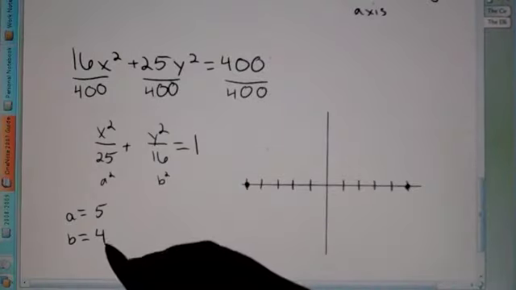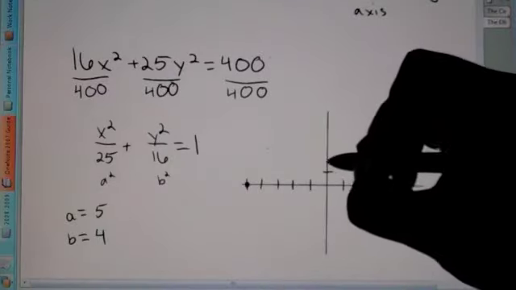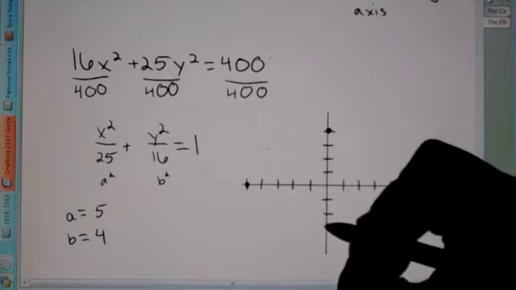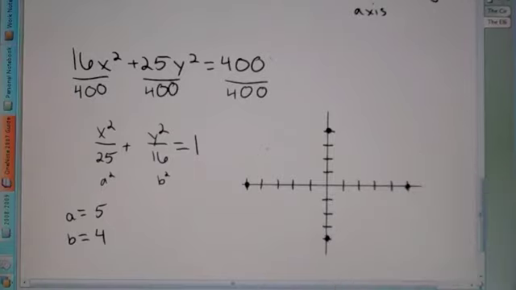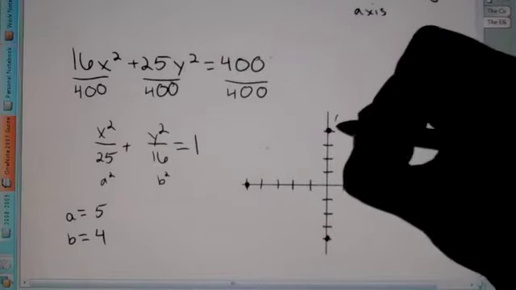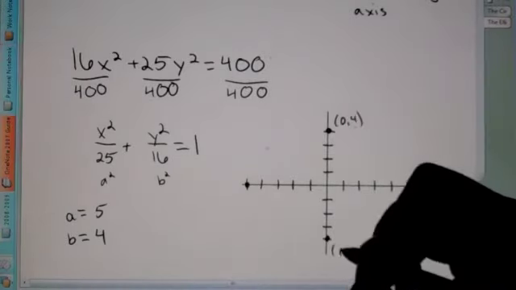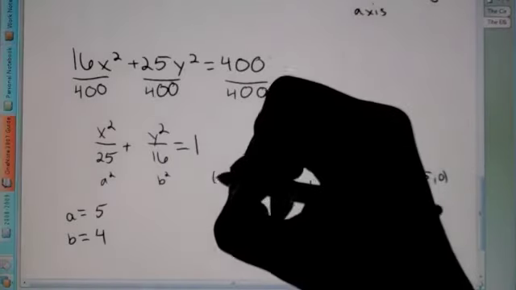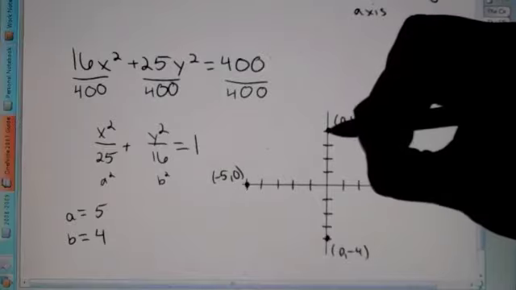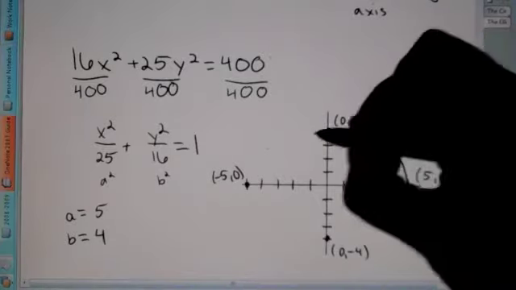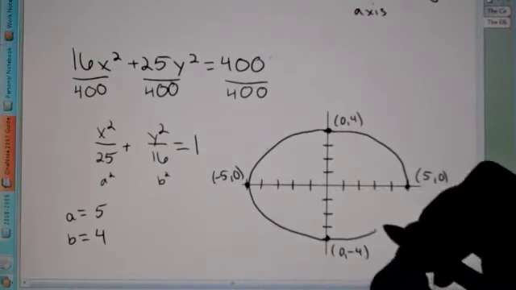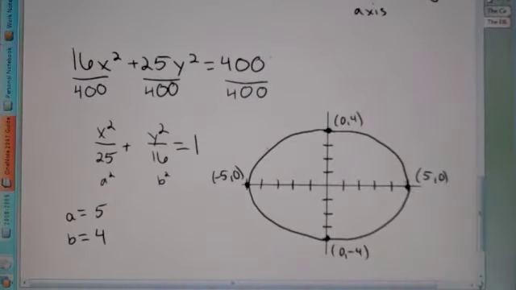It says b is 4, and it's underneath the y, so I'm going to go up 1, 2, 3, 4. Here, 1, 2, 3, 4. Okay, so if I want to label this, this is going to be (5, 0), (0, 4), (0, -4), and (-5, 0). So here's my ellipse. I apologize for this, not going to look great. Okay, here goes the ellipse. Not terrible, but not great.